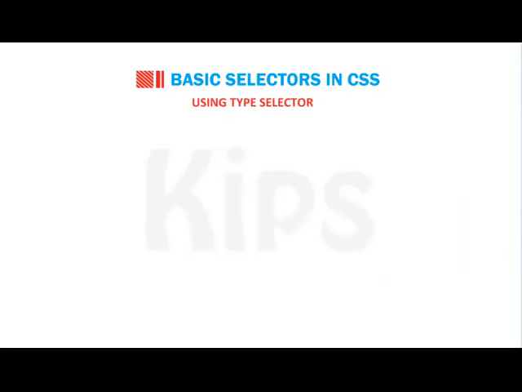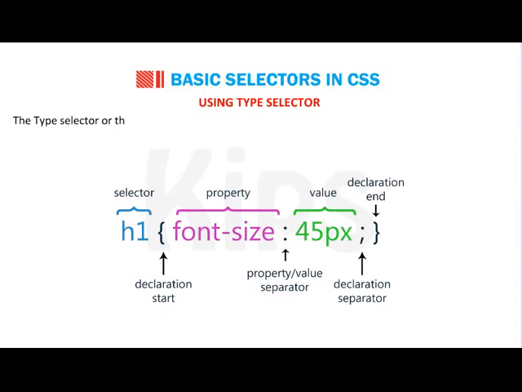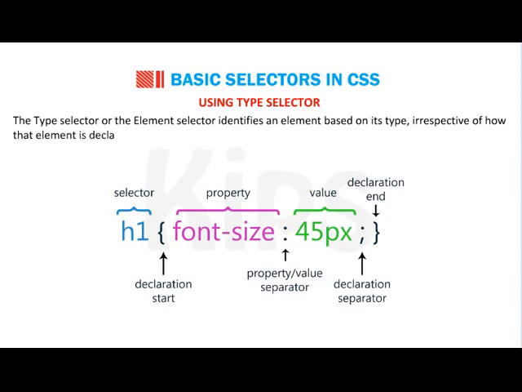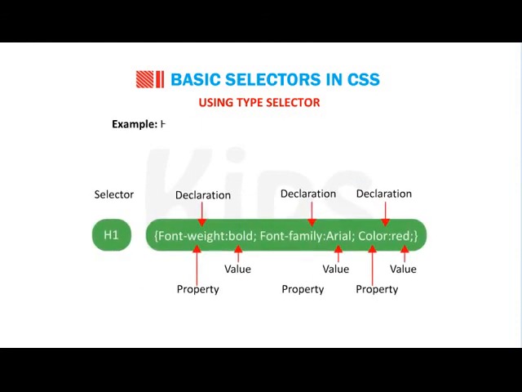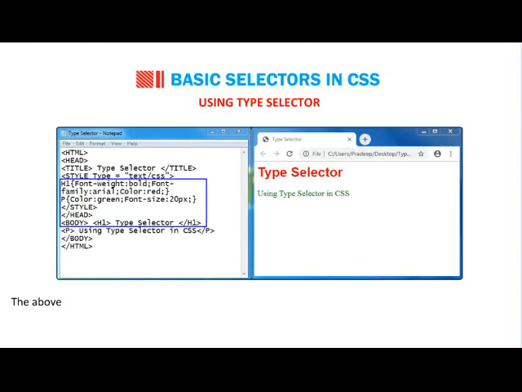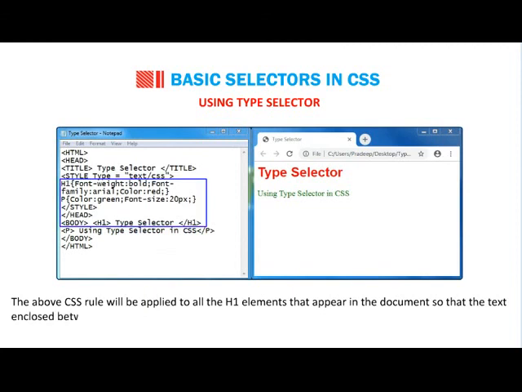Type selector. The type selector or the element selector identifies an element based on its type, irrespective of how that element is declared within the HTML document, and then applies the effect on the element. Example, H1 {font-weight: bold; font-family: Arial; color: red;}. The above CSS rule will be applied to all the H1 elements that appear in the document so that the text enclosed between H1 and /H1 tags will be displayed as bold and the typeface will be Arial.